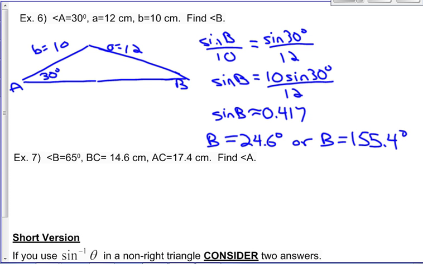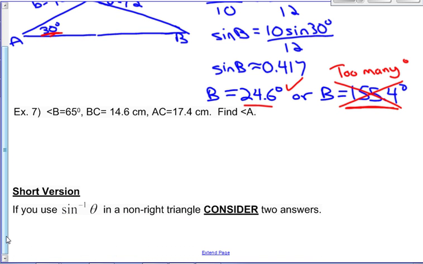Now let's check it out. If I have one angle that's 24.6, and one that's 30, that does not exceed 180, so that's fine. This one's all good. What if I use the other one? If I have 155.4 and 30, is that bigger than 180? Is that going to be an impossible triangle? Yeah, that'd give us 185.4 degrees, which is too many degrees for a triangle. So this one only has one solution. But by considering both, we can find that one solution.